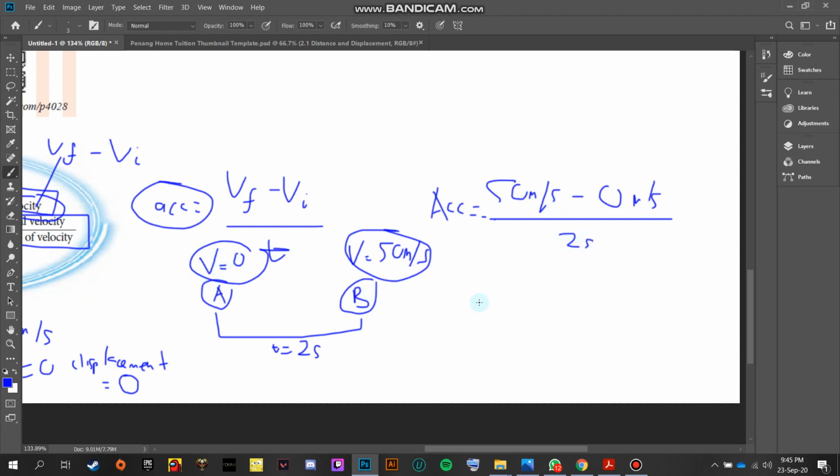This is 2 seconds, not 25. So we would get 25 meter per second squared. This is acceleration. So yeah, that's basically it. We would get this answer. Acceleration is equal to 25 meter per second squared. And yeah, that's basically it.